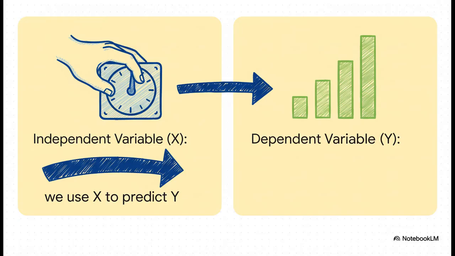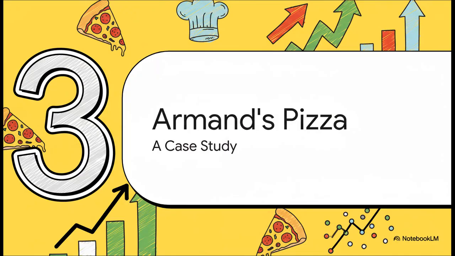And here they are, our two key players. On one side, you've got the independent variable, or X. Think of this as your input, the thing you can measure or even control. On the other side is the dependent variable, Y. That's the outcome, the thing we're trying to predict. It's really that simple. We use X to predict Y. All right, enough with the theory. Let's make this real. We're going to see how this works with a hands-on example.